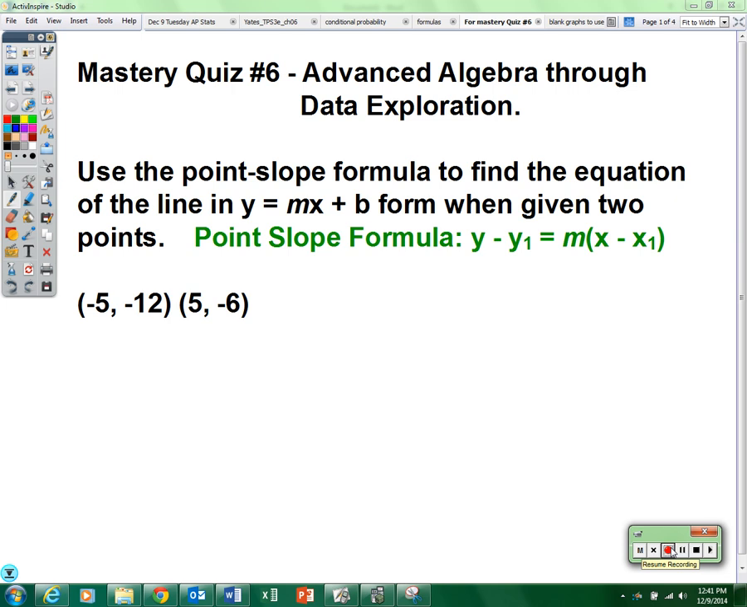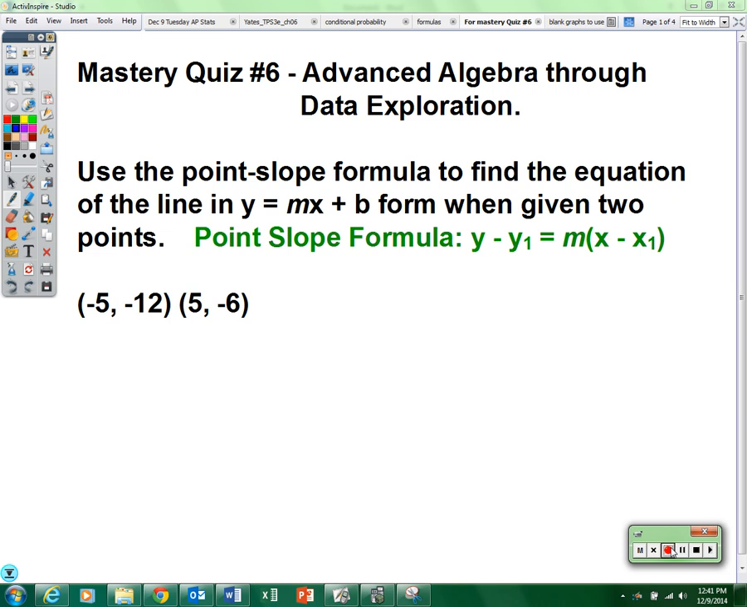Mastery Quiz number 6, Advanced Algebra through Data Exploration. The first problem is to use the point-slope formula to find the equation of the line in y equals mx plus b form when given 2 points. The point-slope formula is y minus y1 equals m times x minus x1.